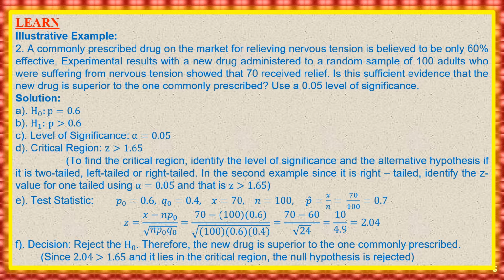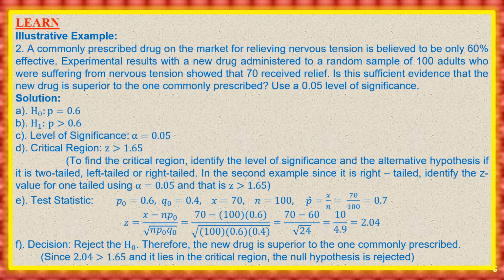So our given, p null is equal to 0.6, so our q null is 0.4. So where did we obtain 0.4? That is 1 minus 0.6 will give you 0.4. That is our q null. So our x is 70, our n is 100. So to find our p hat, you have x over n, that is equal to 70 over 100 equals 0.7.